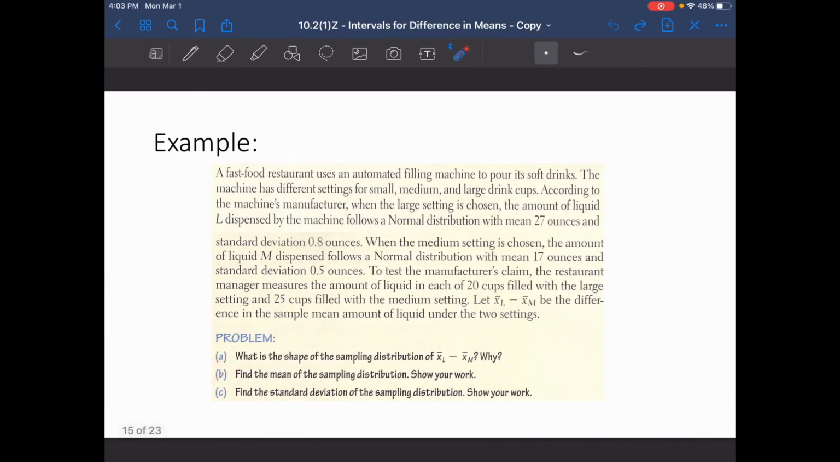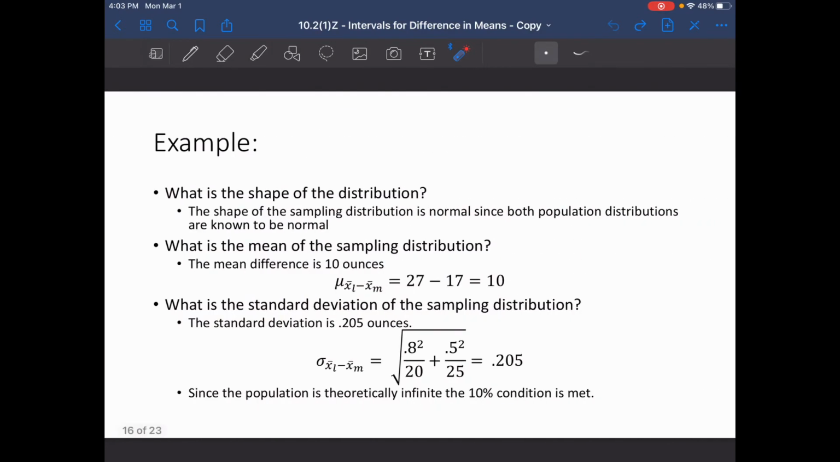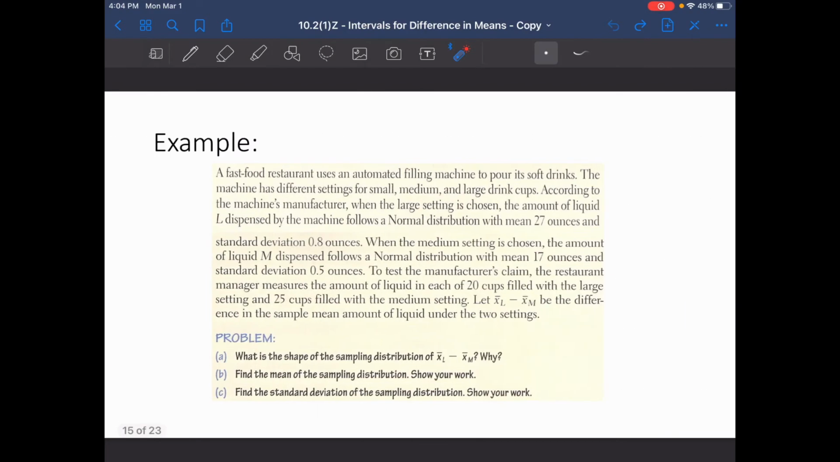Part B asks us to find the mean of the sampling distribution and show our work. All we need to do is subtract the mean of M from the mean of L, and we get the difference in means of 10 in this case. So our mean difference is 10 ounces.